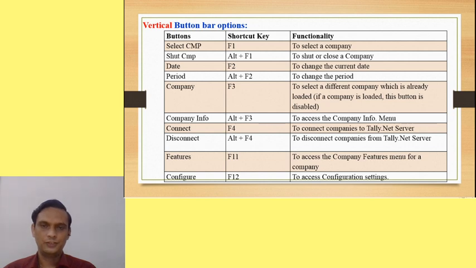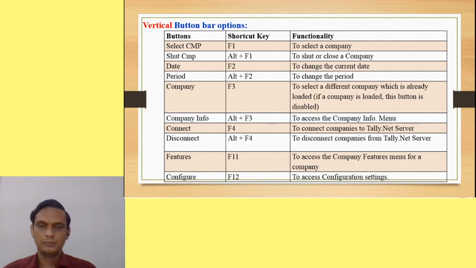Company, F3, to select a different company. Company info is a menu to create, to select, to shut. The Alt plus F3 button accesses the company info menu. Connect, F4. These are F4, F2, F3. These are the function keys, not the key F and numerical 3. These are the function keys which are available on the top of our keyboard.